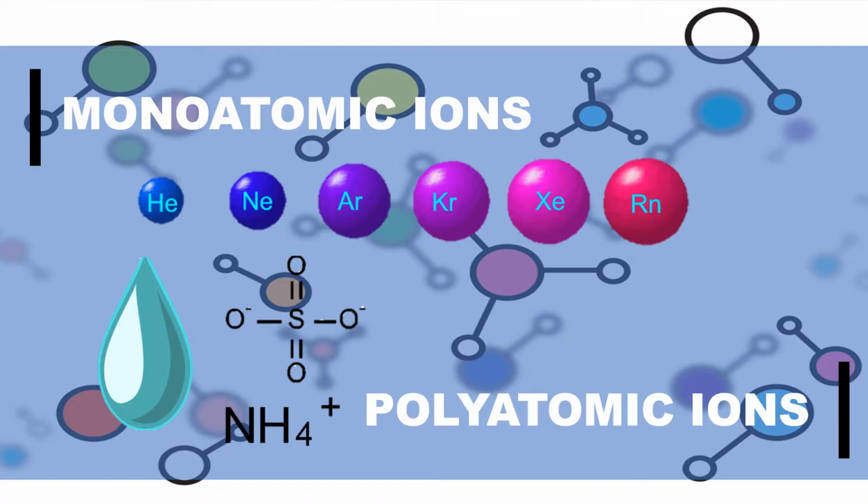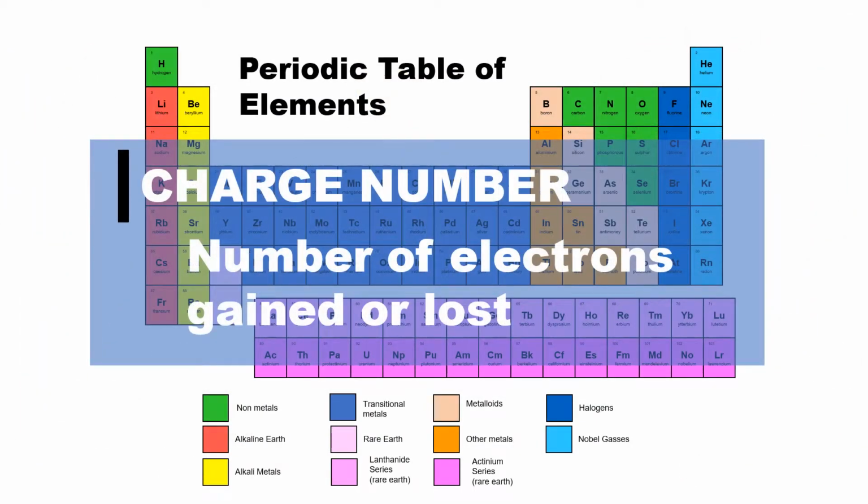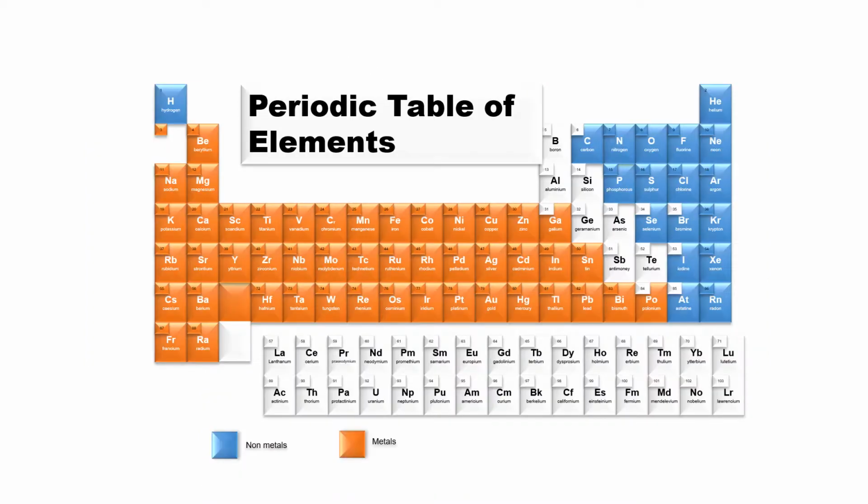Before moving to the periodic table of elements, let's define first the charge number, which states the number of electrons gained or lost. So in the periodic table, it has different charge numbers depending on their group.